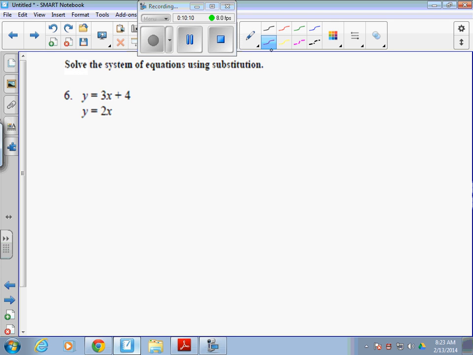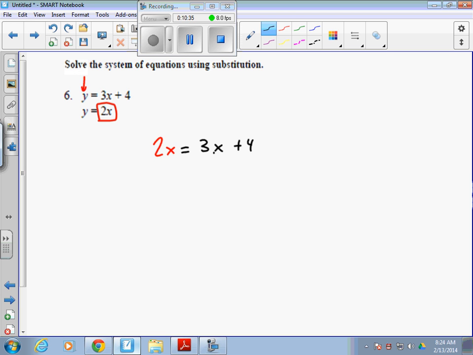Instead of plugging 3x plus 4 in place of y for the second equation, notice how much shorter y is equal to in the second one. It says y equals 2x. So take that one and in place of this y, plug in 2x equals 3x plus 4.